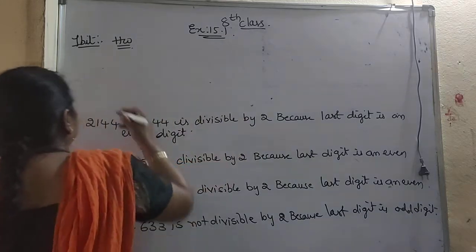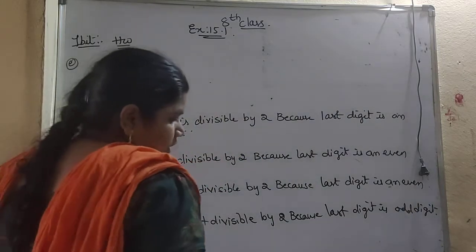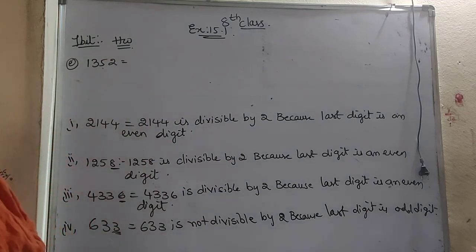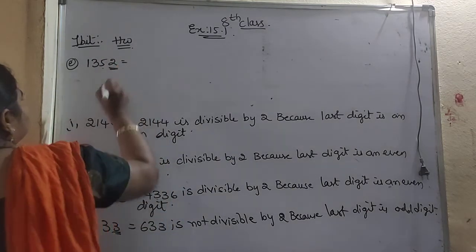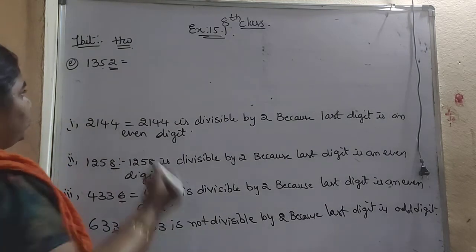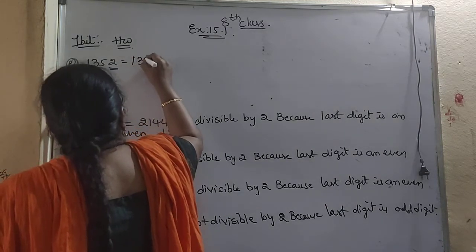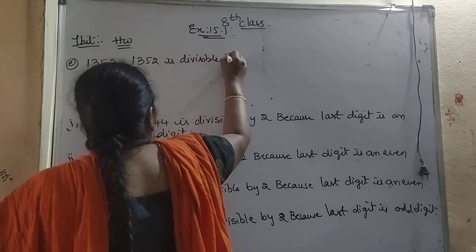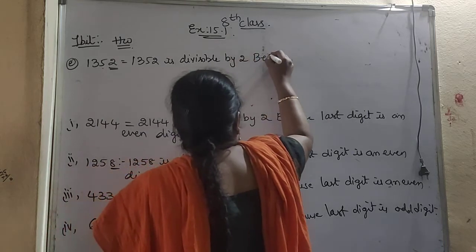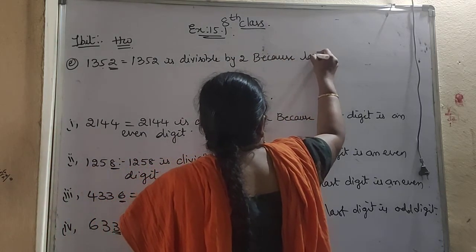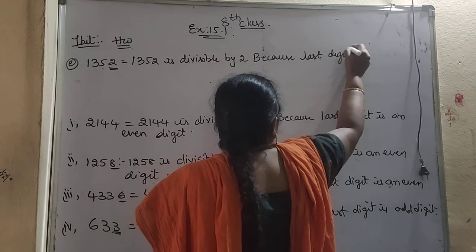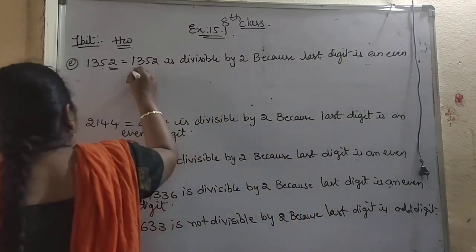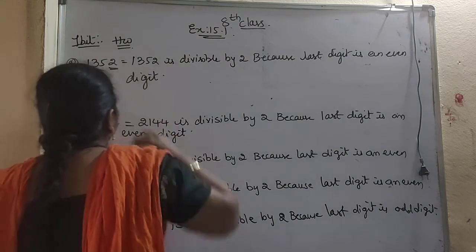So next one, the last one in this. What is the last question? E bit. What is E? 1352. Whether it is divisible by 2 or not, we have to check. The last digit is an even digit, so it will be divisible. So 1352 is divisible by 2 because the last digit is an even digit. So this is our second bit.